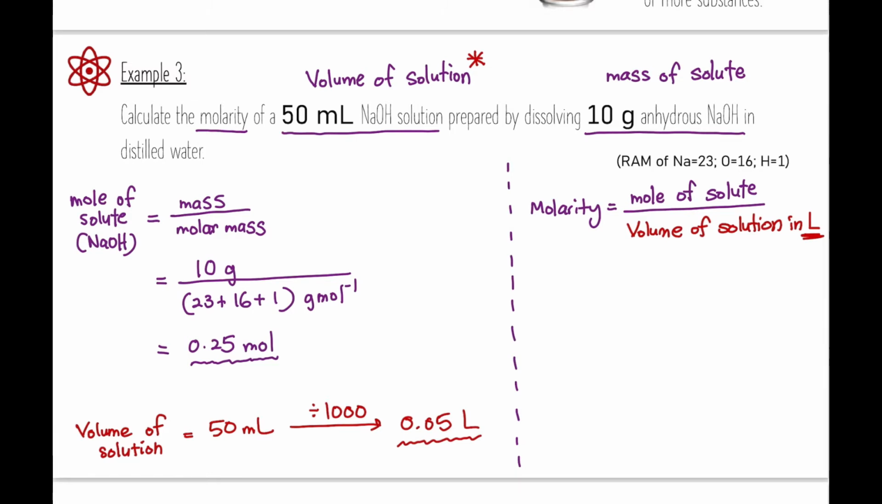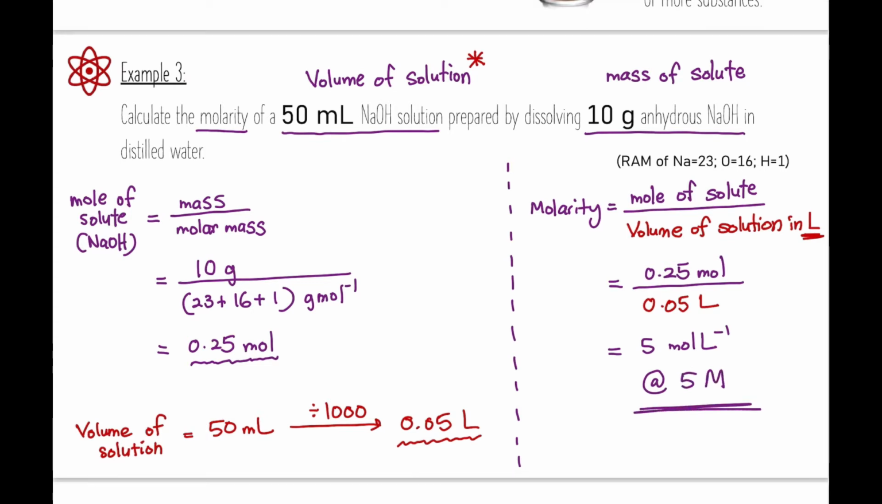Now we have both mole of solute and volume of solution in liter. We just need to substitute the values into the formula. Mole of solute 0.25 mole divided by volume of solution in liter, which is 0.05 liter. We proceed to calculate the molarity, which is 5 mole per liter. You can also present the value as 5 molar. Both are correct.